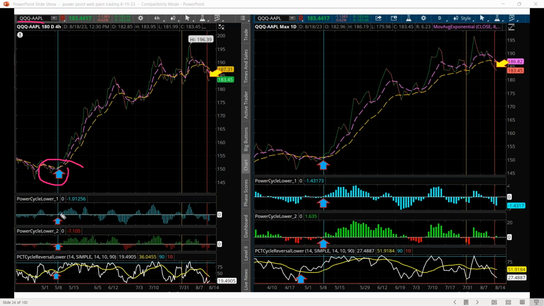Right here you can see my momentum indicators on this spread, the cycle reversal indicator on the spread. We get a reversal on cycle, good momentum, and that spread starts to separate. Look at that trend up. This is QQQ outperforming AAPL. This is from May 2023, really huge outperformance.